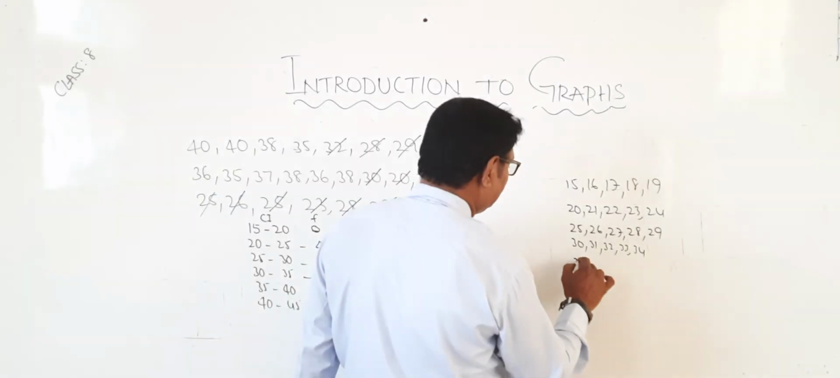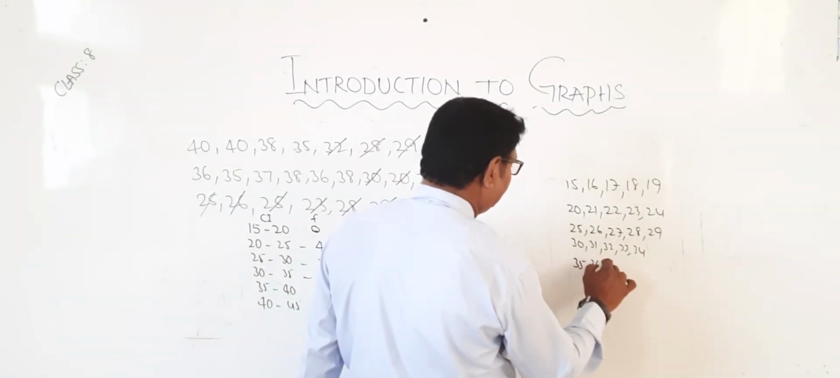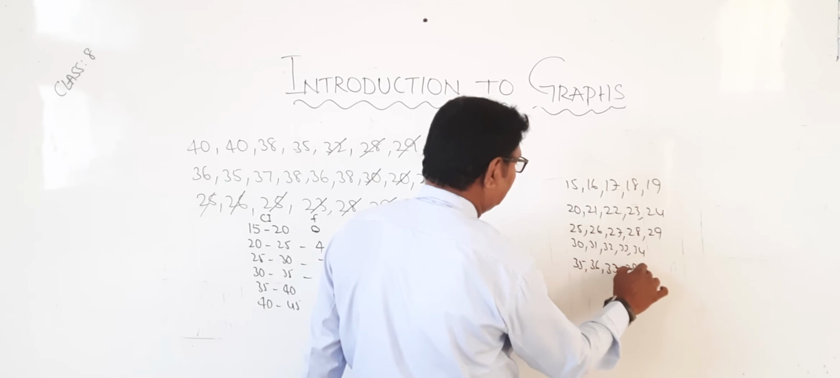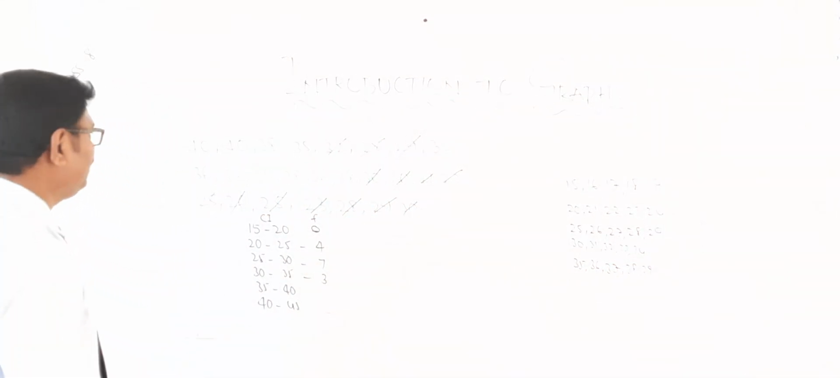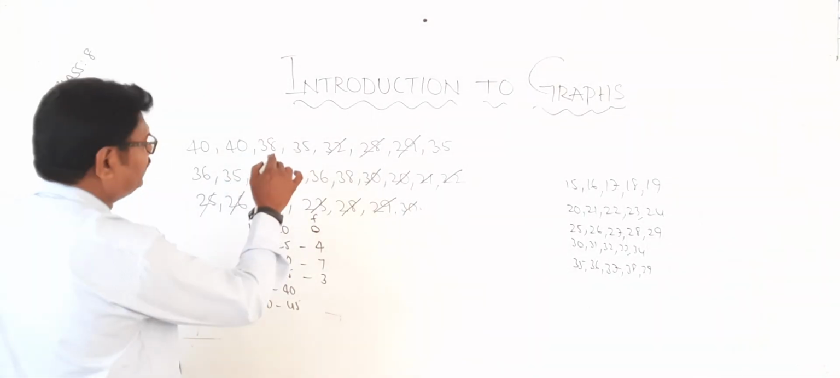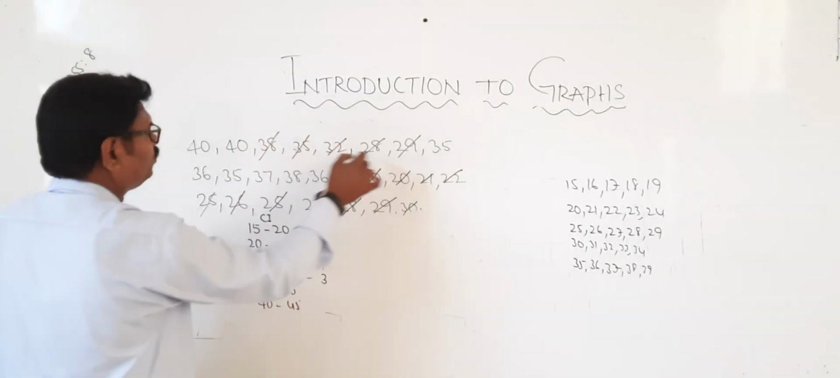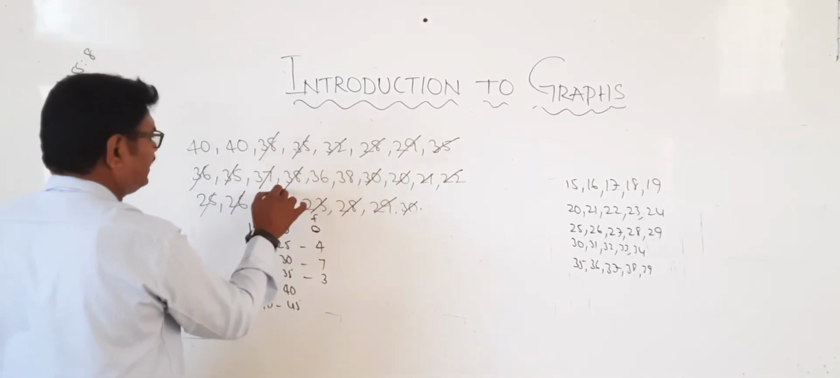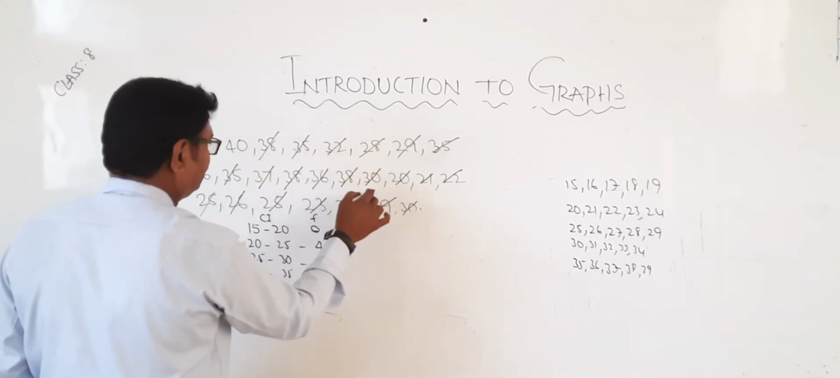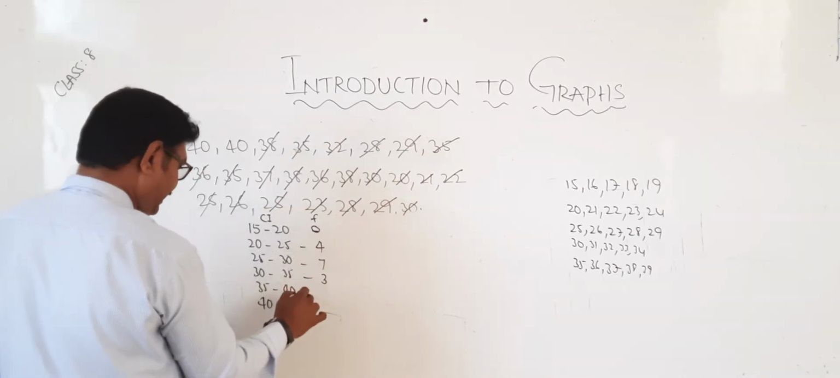35 to 40 means 35, 36, 37, 38, 39. Only these numbers will come. Okay na? 35 to 39. Yes, 1, 2, 3, 4, 5, 6, 7, 8, 9. 9 numbers.